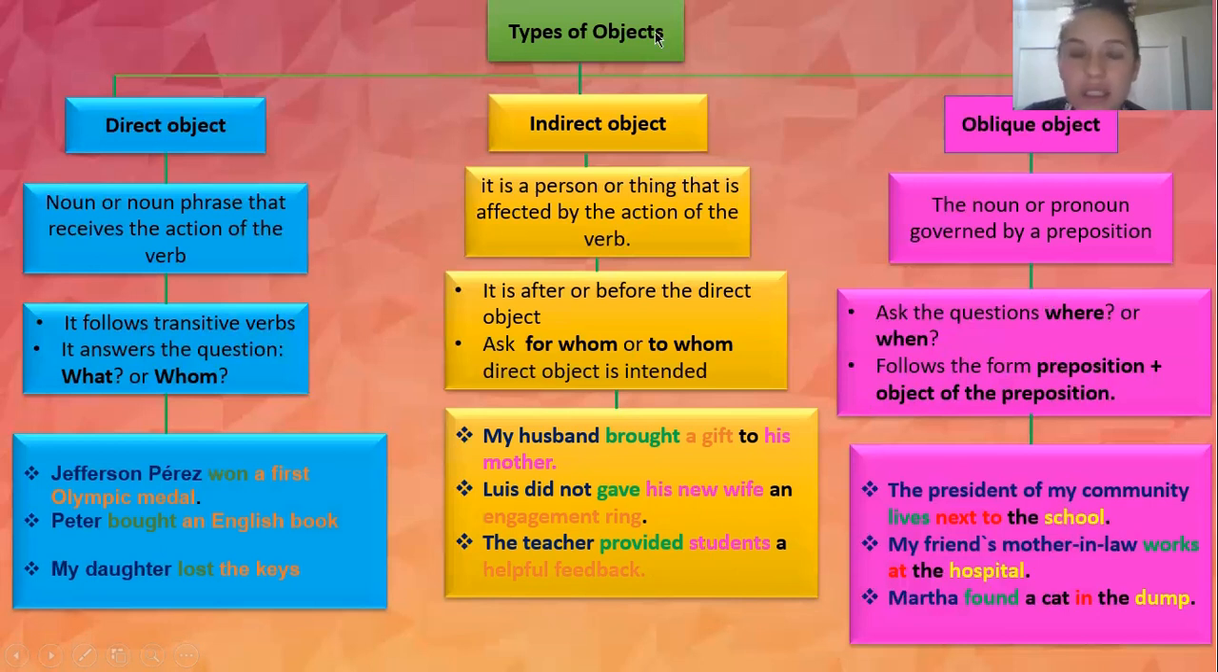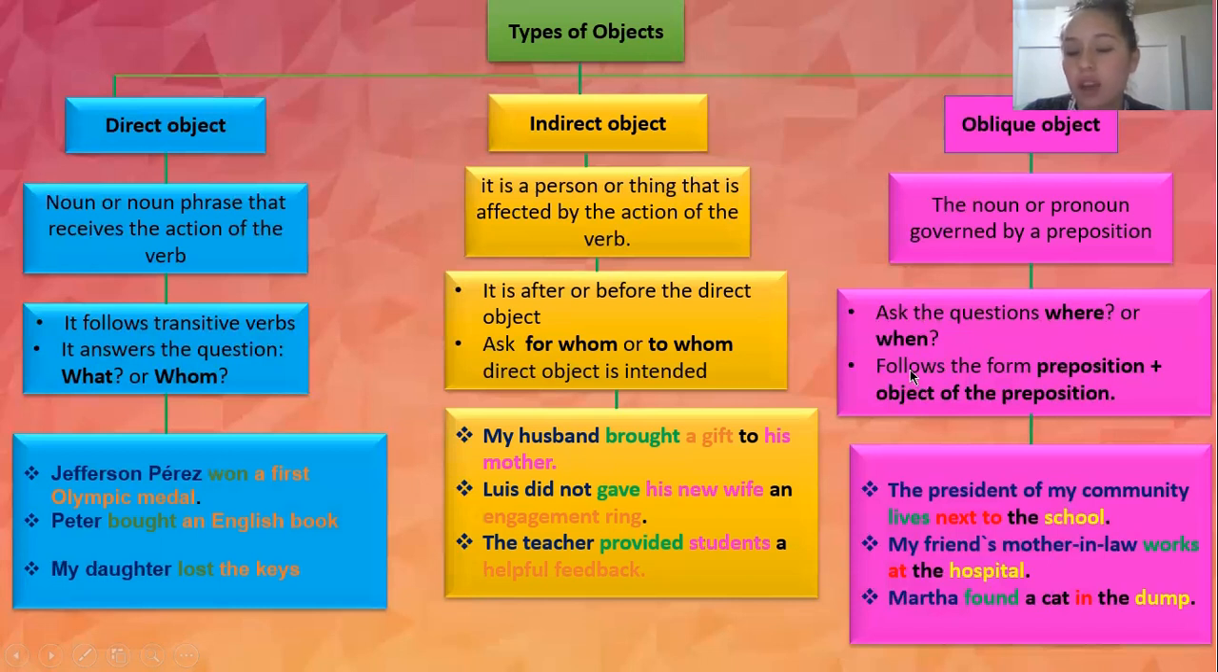Now the next type of object is the oblique object. What is an oblique object? An oblique object, sometimes called the object of a preposition, is a noun phrase or pronoun that comes after a preposition. In the same way, here we have two tips. The first tip is that we have to ask the questions where or when.